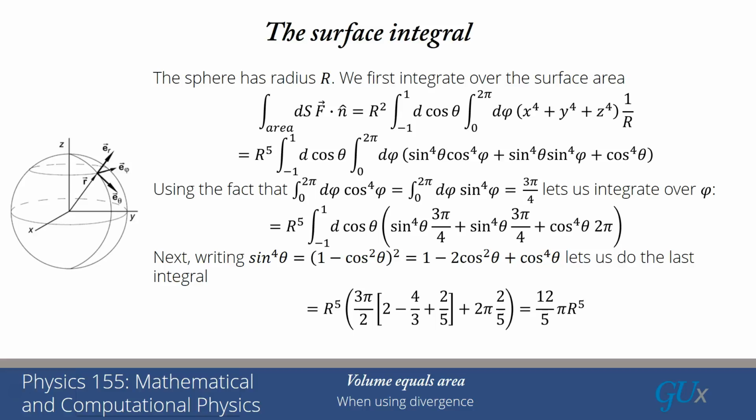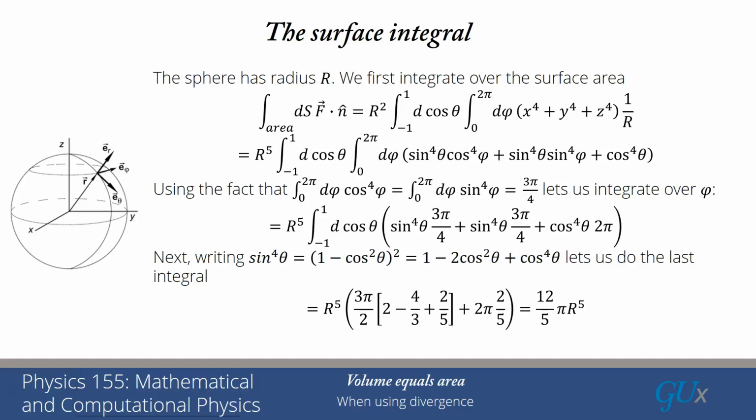The 2 cos squared theta is going to give me a factor of 2 times 2/3 or 4/3. And the cos to the fourth theta term is going to give me a factor of 2 over 5, as well. So I get this complicated mess, but I just take a deep breath and work out the arithmetic, and I find it's equal to 12/5 pi times r to the fifth. So please remember that number, 12/5 pi times r to the fifth, because we want to be comparing that with what we get when we do the volume integral.